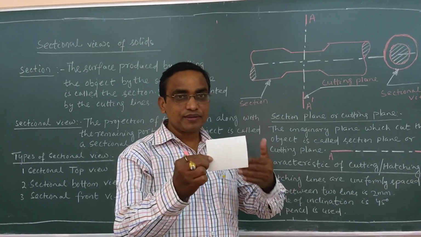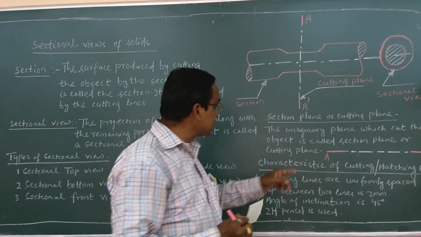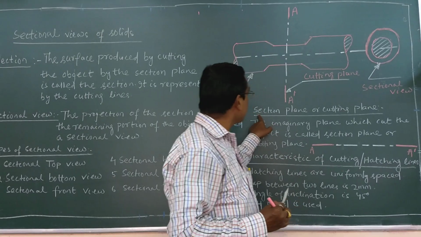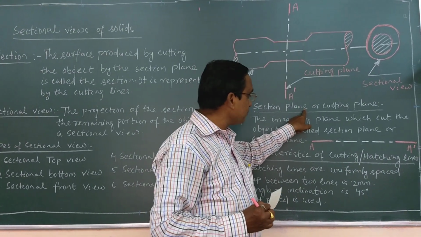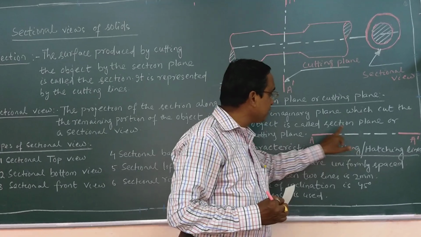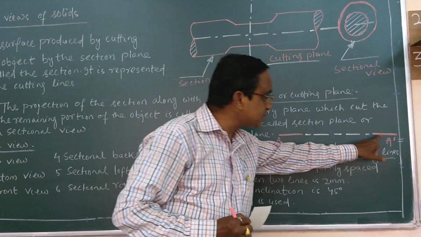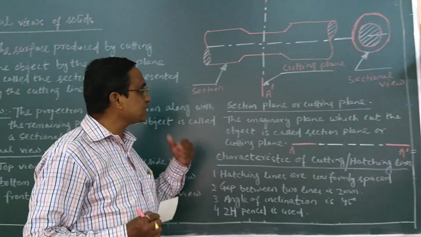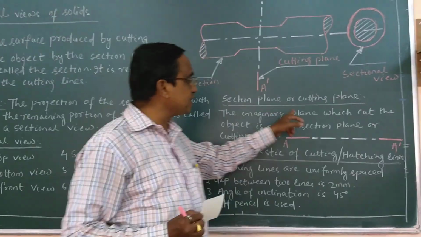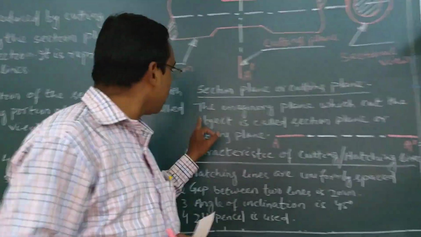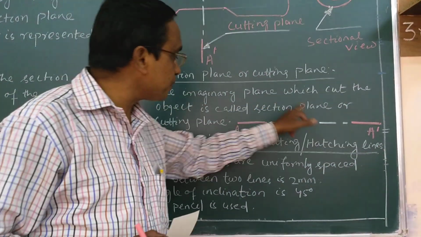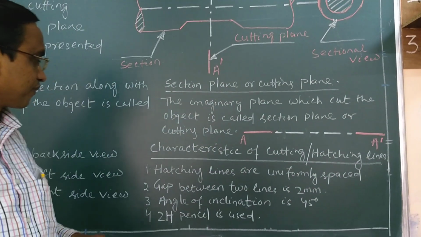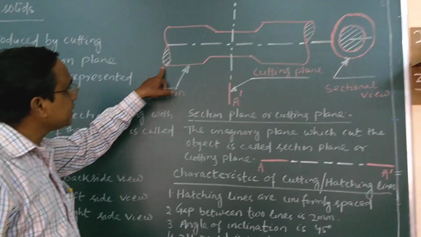Cutting plane means in which plane I cut the object, and this is the symbol of cutting plane, or we can say section plane. This one is thin line, this is thick line, this is thick line, and it is represented by AA dash. So what is a section plane or cutting plane? The imaginary plane which cuts the object is called section plane or cutting plane. This is my cutting plane or section plane, and these are the cutting lines.